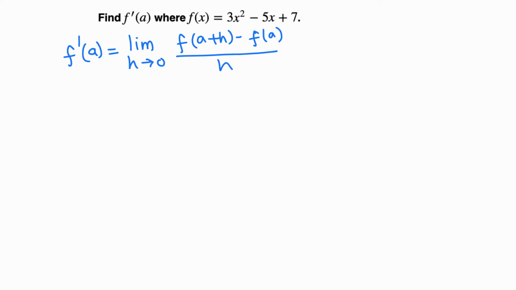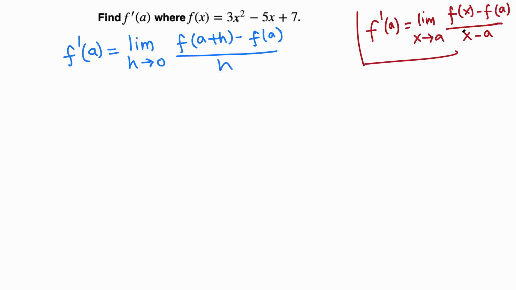Equivalently, we can use another formula: f prime a equals the limit of f of x minus f of a all over x minus a, as x approaches a. This one works as well, but I'm going to use this one. Let's evaluate this limit. Once we write this formula, this derivative problem pretty much transforms into a limit problem.